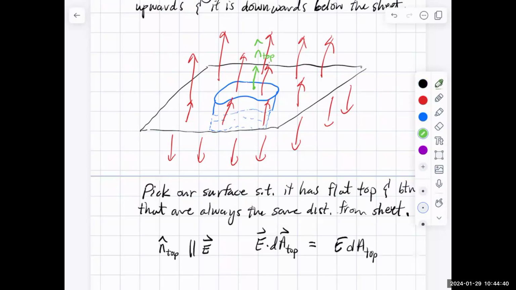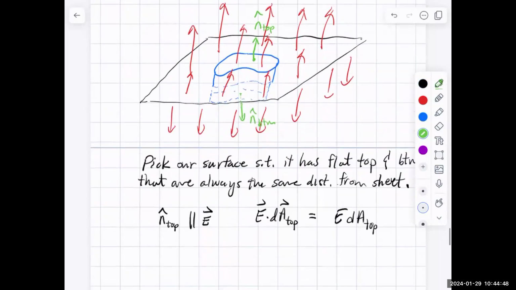All right. And then on the bottom, we have n hat bottom. And we can make the exact same kind of arguments. We say, well, n hat bottom is always parallel to the electric field, because below the sheet, the electric field is pointing down. And so the exact same reasoning applies.